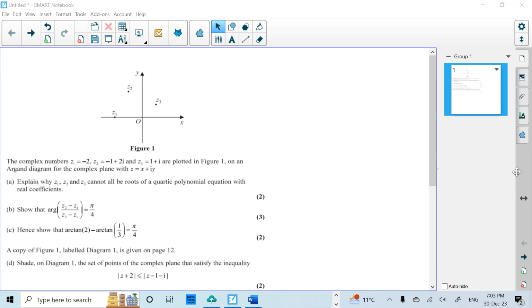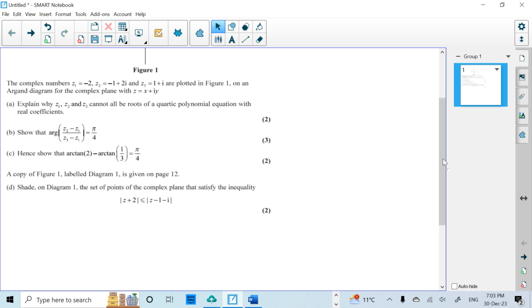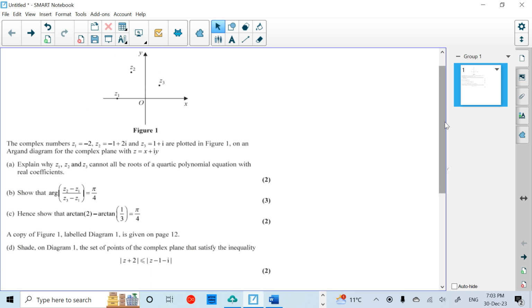Hello again. Okay, more revision material, exam questions, complex numbers. Not going to read out the entire question because it's quite lengthy and it is for 9 marks, I believe. Yeah, 9 marks. So we've got to do a bit of work, and I'm going to watch the time. So let's get going. Let's do the maths.